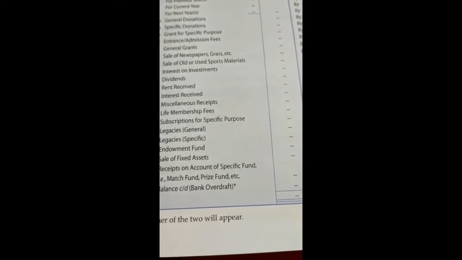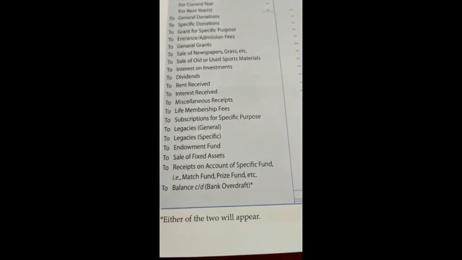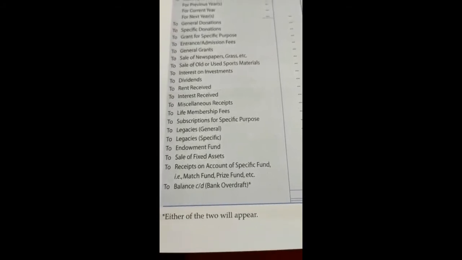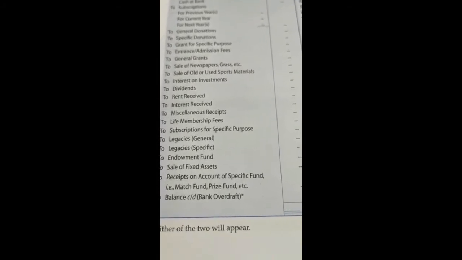So this kind of specific fund is created for any specific purpose. Any receipt for that fund will again become our receipt, so that also will be recorded on the receipt side.